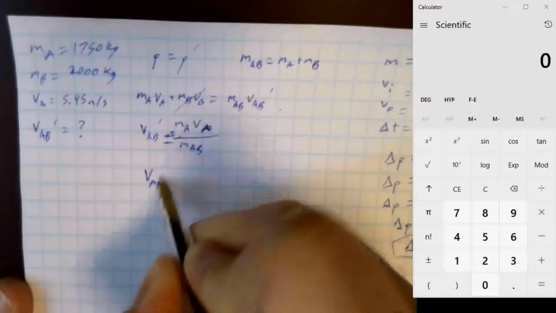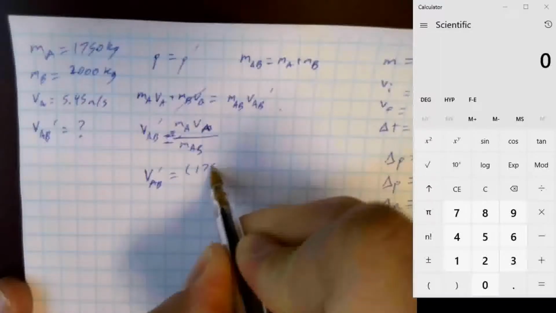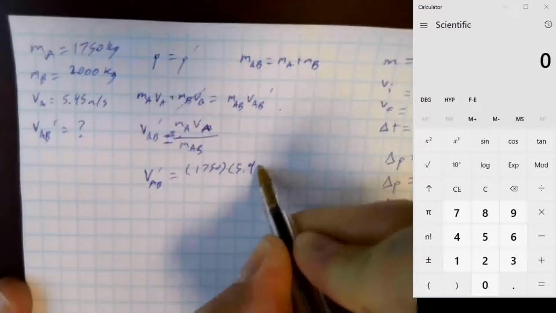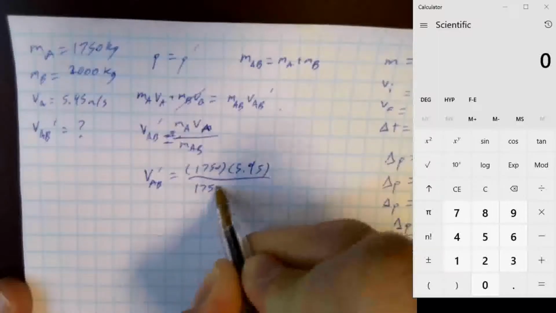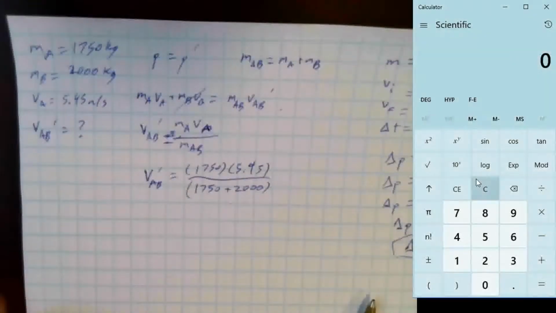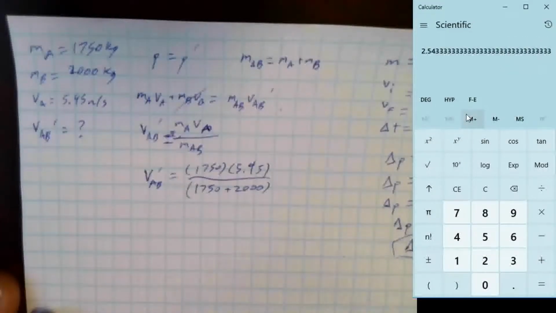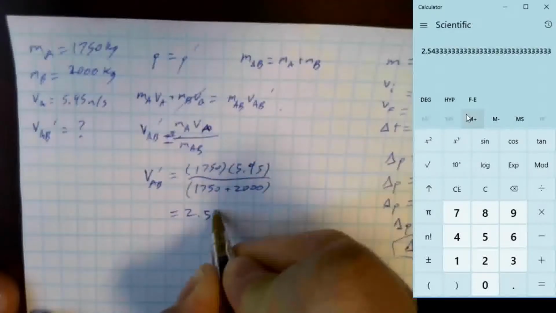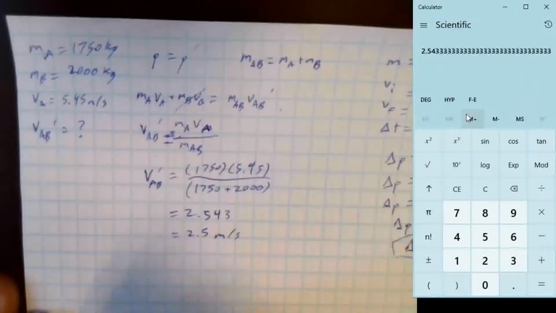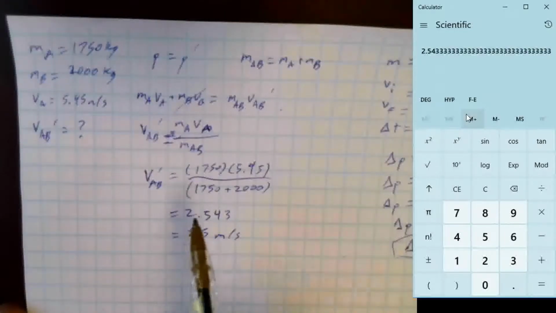And that becomes, I can substitute now 1750. My VA is 5.45 over 1750 plus 2000. That's my MAB. And writing this into the calculator, I end up with 1750 times 5.45 divided by bracket 1750 plus 2000, close the bracket, equals 2.543, or I'm going to write that as 2.5 meters per second. That's my solution. It's two significant digits.